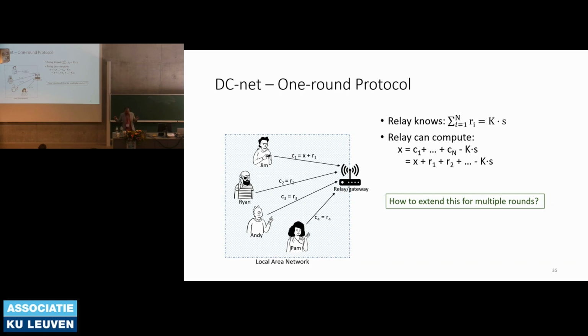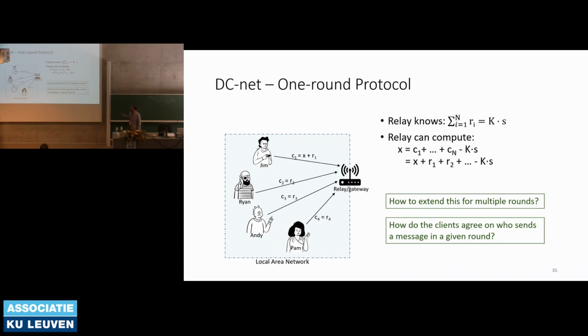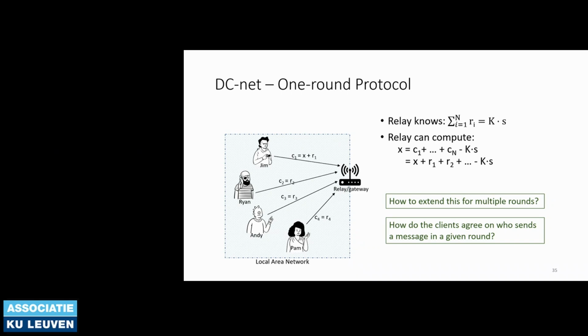But that means after one round, you have to rerun the setup protocol again. We don't want to involve the setup servers again and again, right? So we want to avoid doing that. So how do we extend this protocol to multiple rounds? And how do the clients agree that Jim has to be the one to send a message in this round and not anyone else? Because if two users send messages in the same round, then there is a collision and you cannot recover the message.